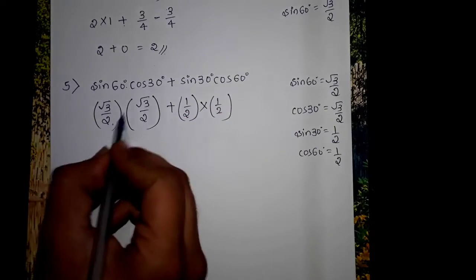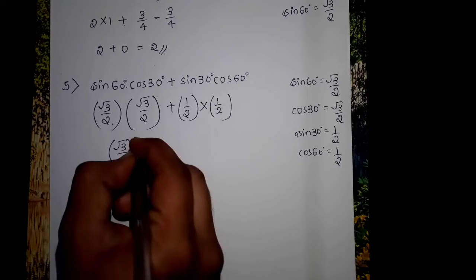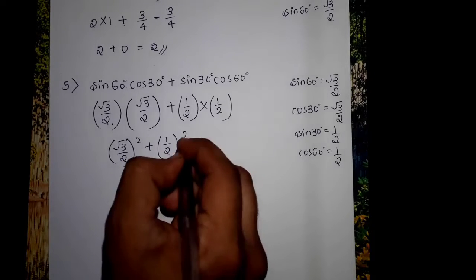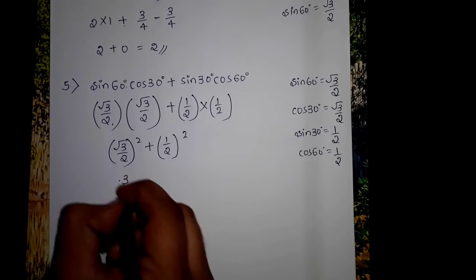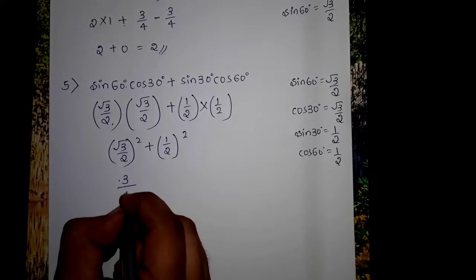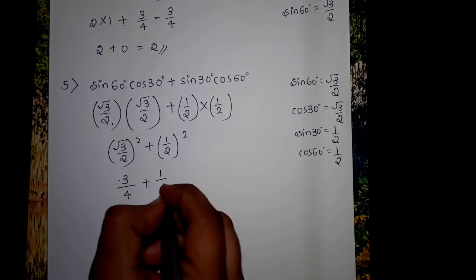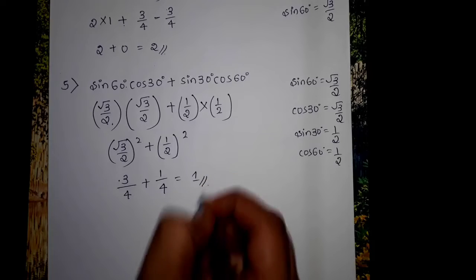Now root 3 by 2 into root 3 by 2, root 3 by 2 whole square, plus 1 by 2 into 1 by 2, 1 by 2 whole square. Now root 3 whole square means 3 divided by 2 square, 4, plus 1 square, 1, 2 square, 4. What is 3/4 plus 1/4? That is nothing but 1.